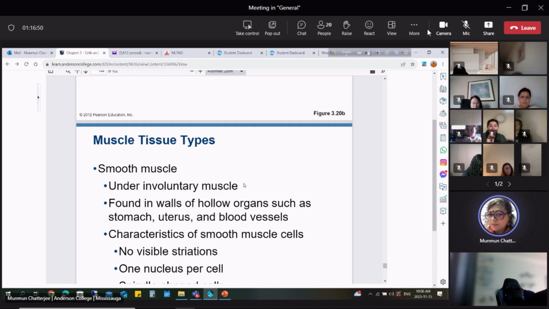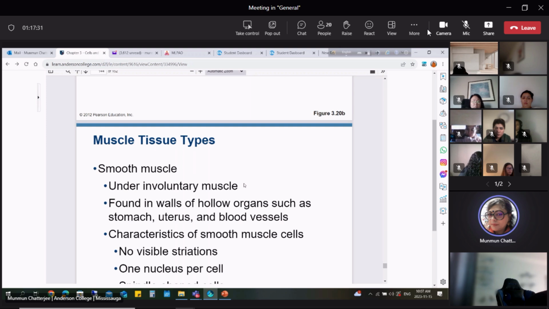But smooth muscles are under involuntary control and are found in the walls of the hollow organs. Hollow organs means the tube organs. What are the tube organs in your body? The whole digestive system is a tube. Stomach. Then we have the uterus, which is like a sac. Blood vessels, that's in the tube. So those are called the hollow organs, found in the walls of organs such as the stomach, uterus, and blood vessels.